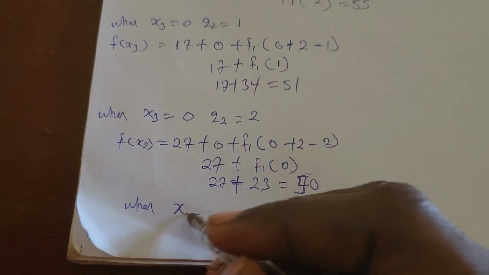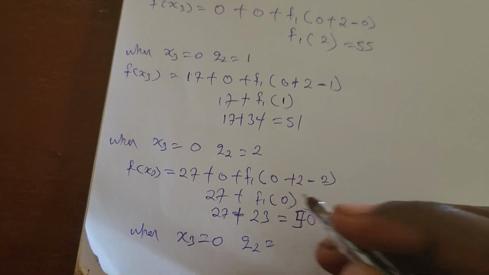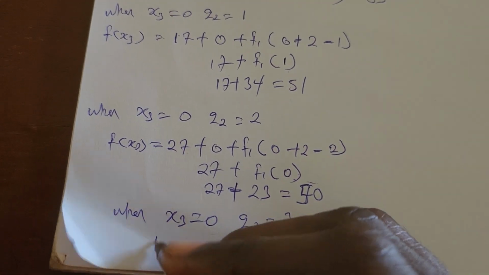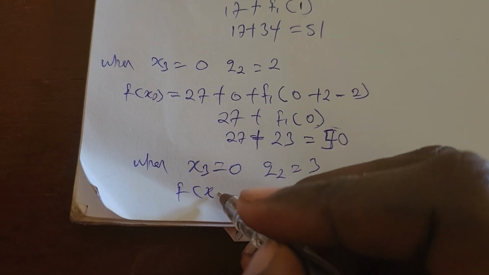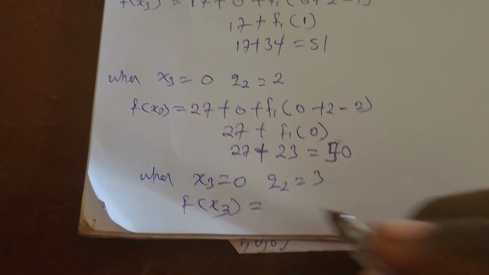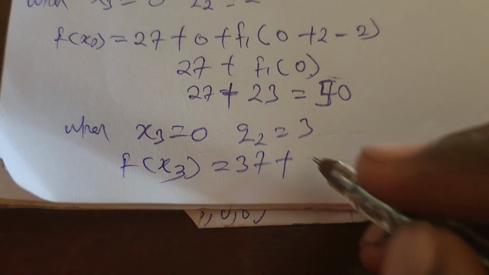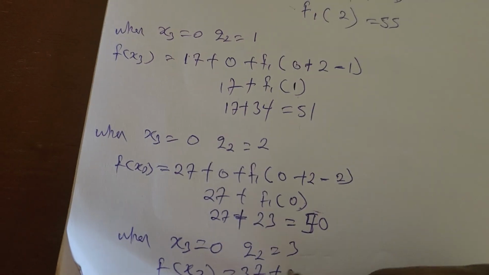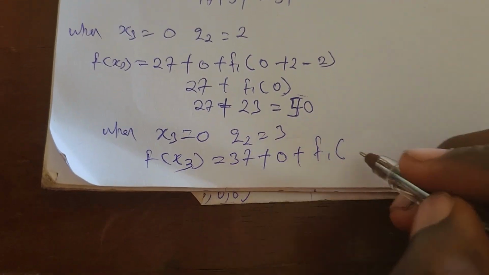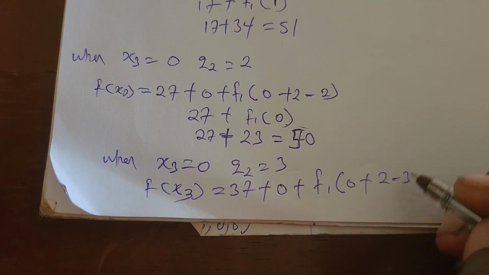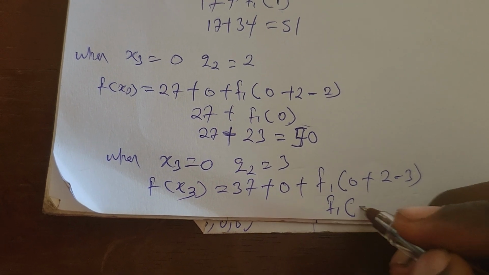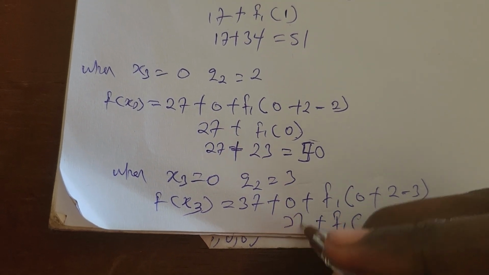When X3 is equal to 0, Q2 is equal to 3. F of X3, right? Yes. So the setup and holding cost at this point is 37. My holding cost is 0 at that point still. That's F1 of 0 plus 2 minus 3. So F1 of minus 1, plus 37.